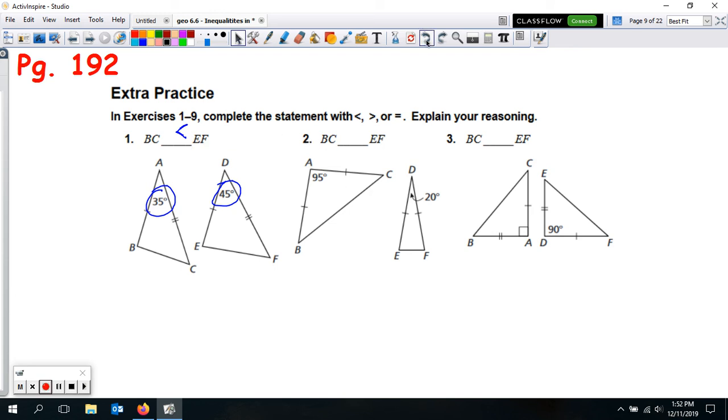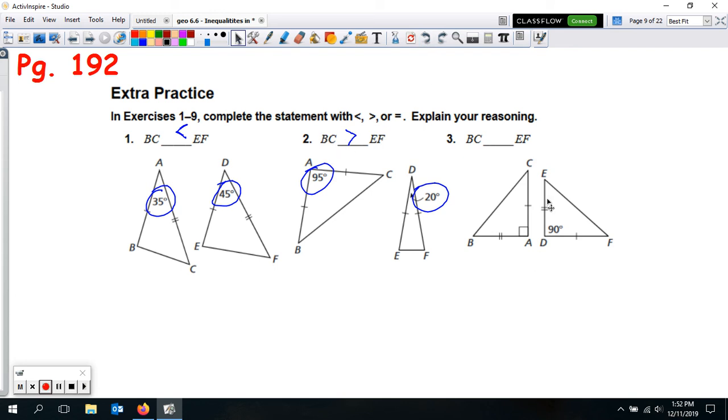Number 2, this one, we're looking at these angles. Angle A is 95, angle D is 20. So that tells you that since angle 95 is bigger, BC is bigger, obviously, than EF. I mean, you can look at that and definitely know that, but that's how you prove it because of the Hinge theorem. And so greater than, so the mouth is going to open to the BC. That's the one that's greater.